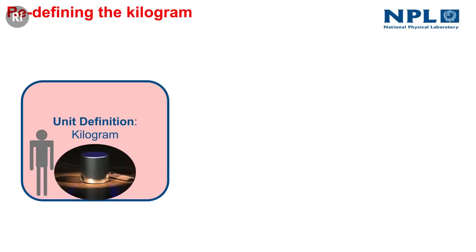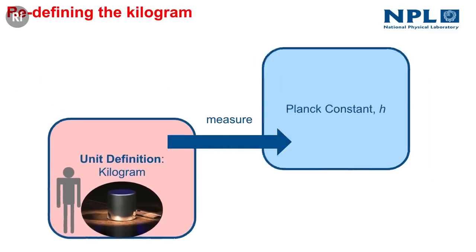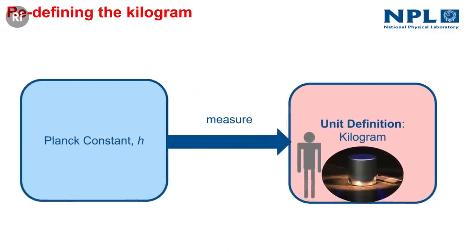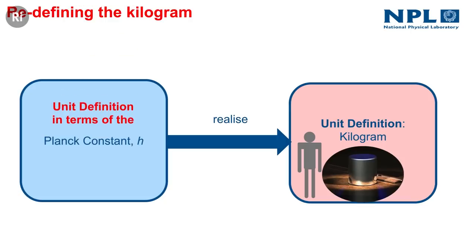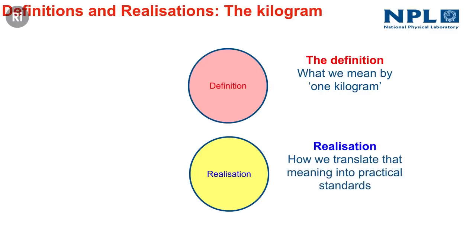So for the kilogram, what we want to do, there's our standard kilogram, and we're using it to measure the Planck constant. So we want to swap that round. And now we're going to use the value of the Planck constant, a definition in terms of the Planck constant, to make a kilogram. We're not going to actually make one, but we're going to be able to weigh something in terms of fundamental constants and say that's 1 kilogram, rather than just comparing a mass against the standard kilogram in a number of stages. And so there's the definition, what we mean by 1 kilogram, and the realization, how we translate it into practice.